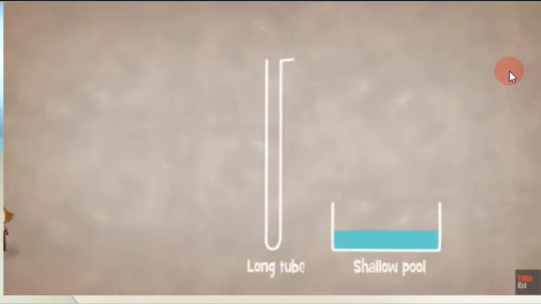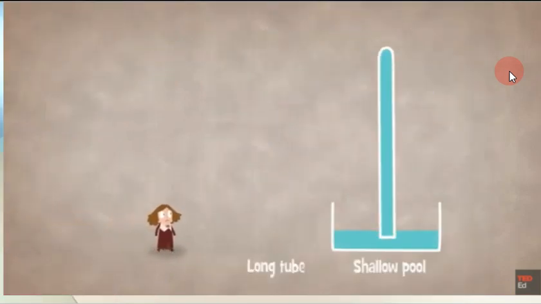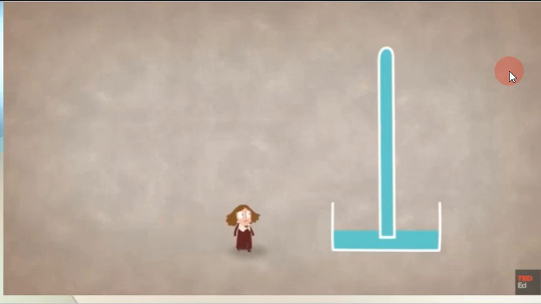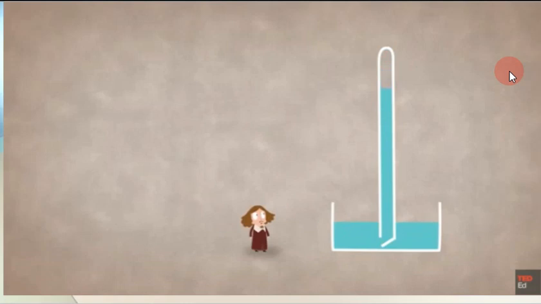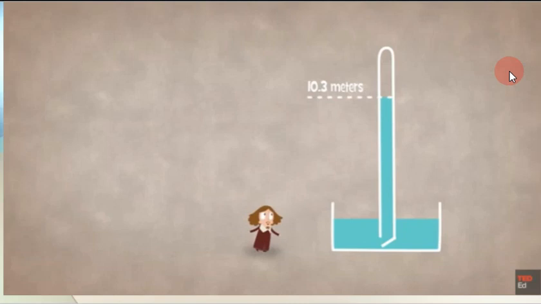A long tube was filled with water and placed standing in a shallow pool with both ends plugged. The bottom end of the tube was then opened and water poured out into the basin until the level of the water remaining in the tube was 10.3 meters. With a gap remaining at the top, and no air having entered the tube, Berti had succeeded in directly creating a stable vacuum.